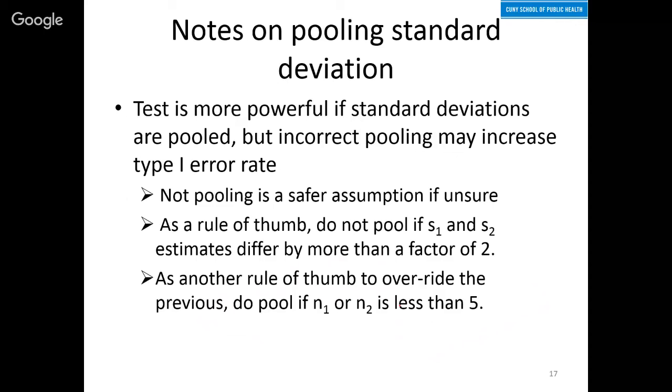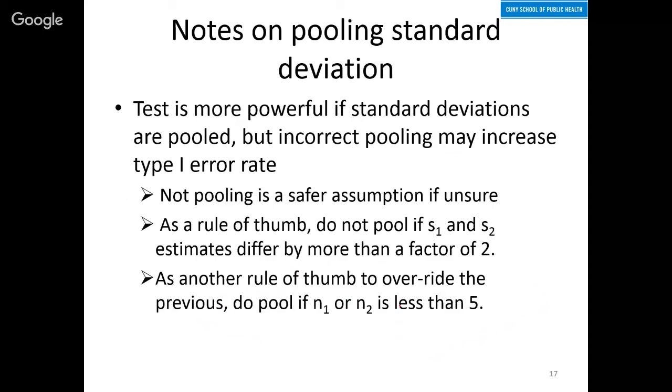So a bit more on pooling the standard deviation. The test tends to be more powerful. If the standard deviations are pooled, you're estimating fewer things, so you have more degrees of freedom. But if you're wrong, you might actually increase your type 1 error rate. If the standard deviations are different and you pool them anyways, it is not necessarily a safe thing to do. So if you're unsure, then not pooling is safer.